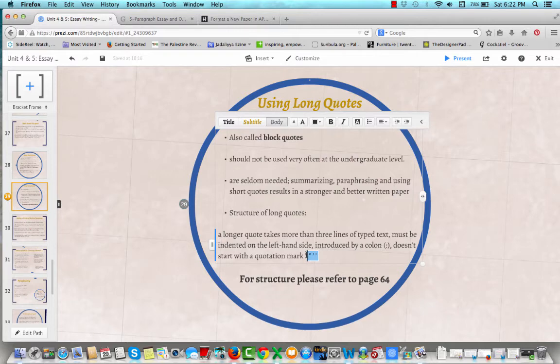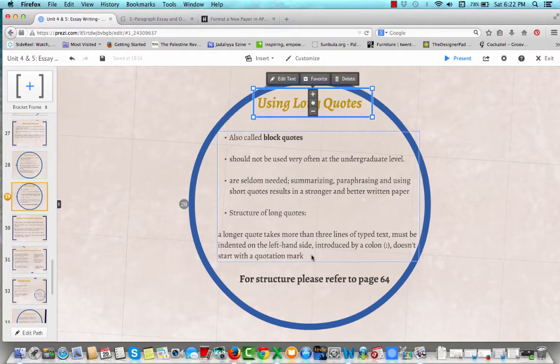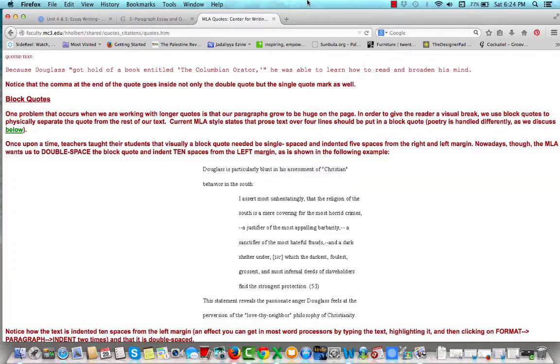When we are writing a short quote, we include them. When we are writing a long quote, we do not include them in the paper. So take a look over here, right? "Douglas is particularly blunt in his assessment of Christian behavior in the South." Over here, there's 2 dots, right? And then it's indented. There's a space for the whole quote. So there's no quotation marks. There's nothing to start it, nothing to end it.